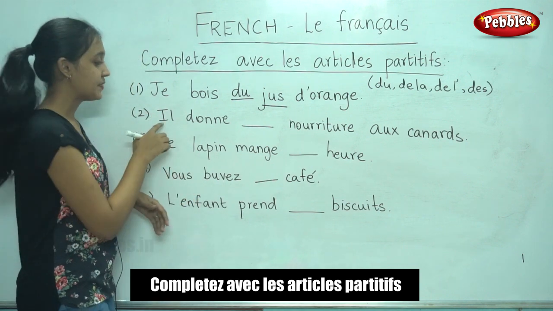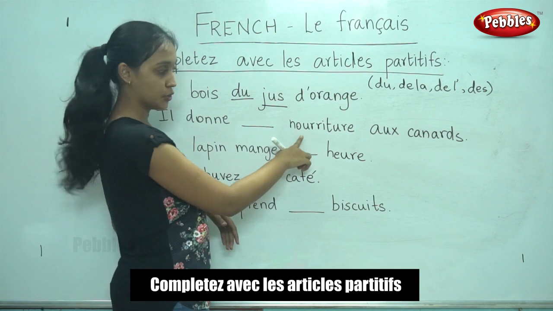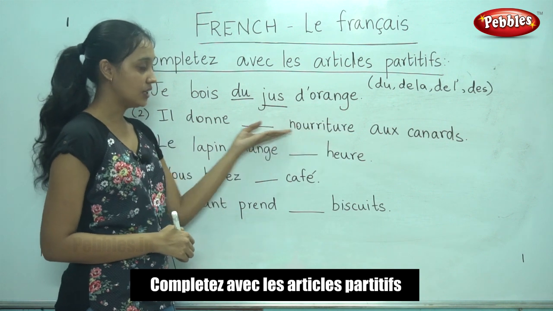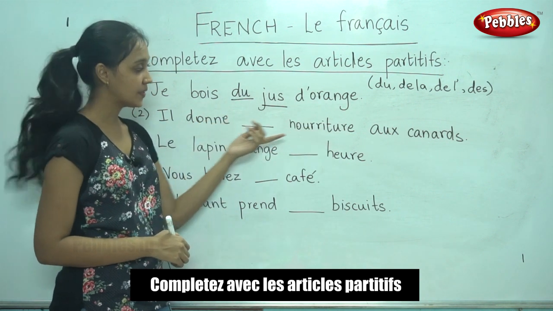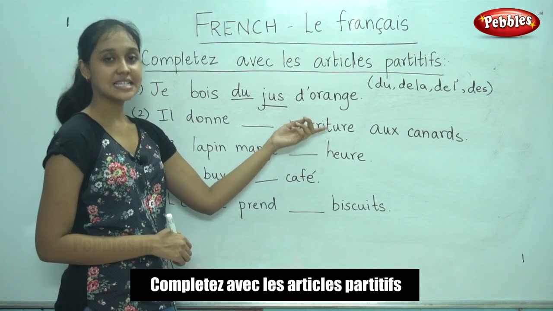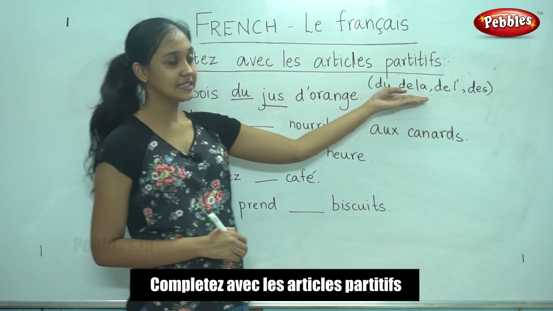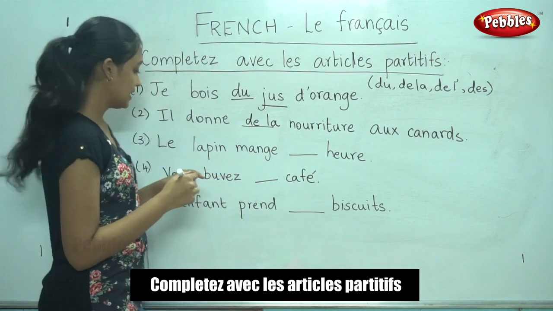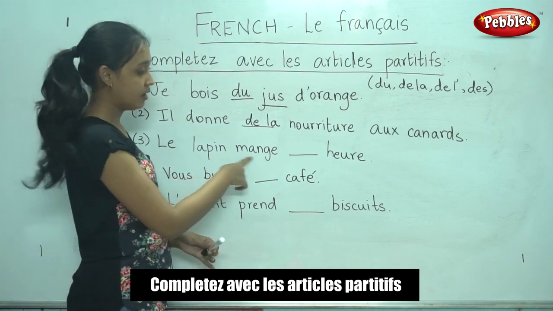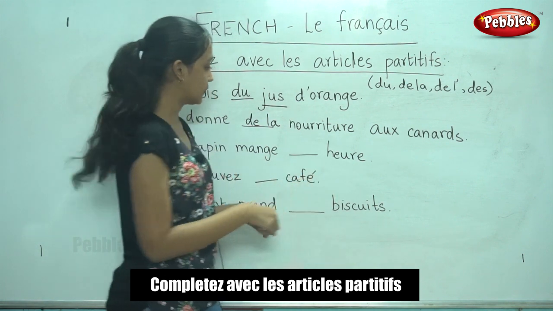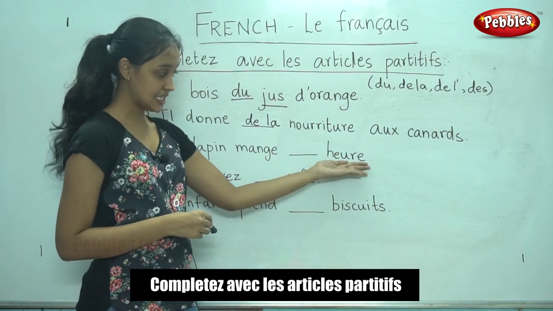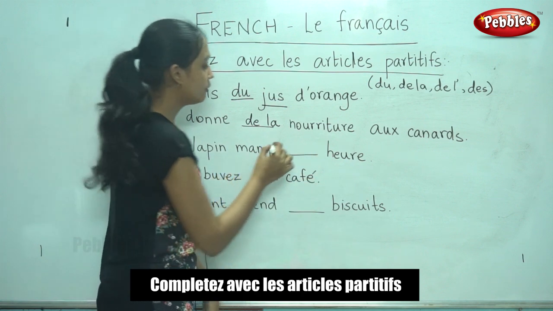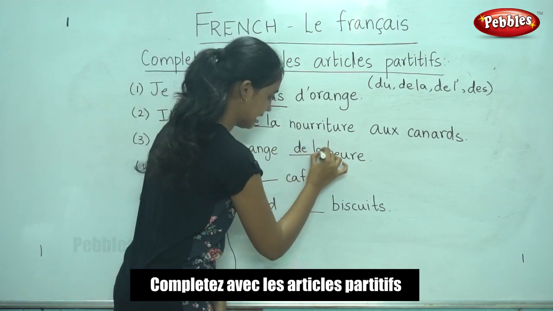The second sentence, il donne dash nourriture au canard. So what we have to look at is the noun that is after the blank. This is in the feminine singular form. So we would write de la. And the next sentence, le lapin mange dash herbe. Now this is the noun that is after the blank. It is in the feminine singular form. So we would write de la.